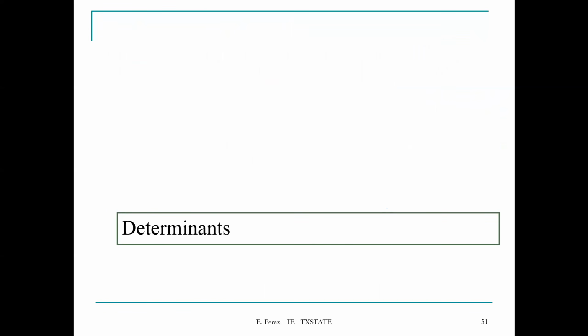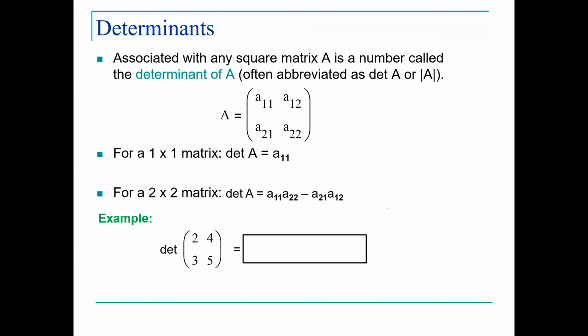Now let's talk about the determinants. Associated with any square matrix A is a number called the determinant of A. So let's use this matrix A to illustrate this. A11, A12, those are the locations ij. So in this case, i equals 1, j equals 1. In this case, i equals 2, j equals 2.